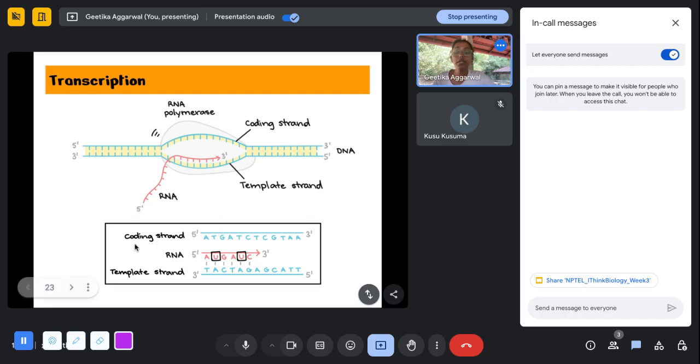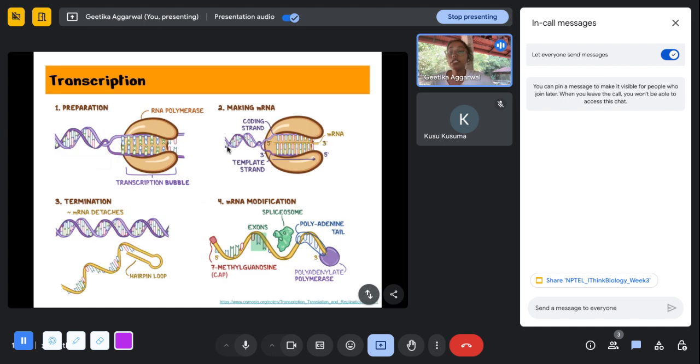So here you can see the coding strand is actually similar to the RNA strand. It's just that the T's are replaced by the uracils in RNA. Okay. So there are these 4 steps for transcription. Number 1 is preparation, where the RNA polymerase comes and binds to the DNA, forming the transcription bubble. Then the mRNA starts to be made. So basically, it opens up the helix and it starts attaching the nucleotide bases, forming the mRNA.